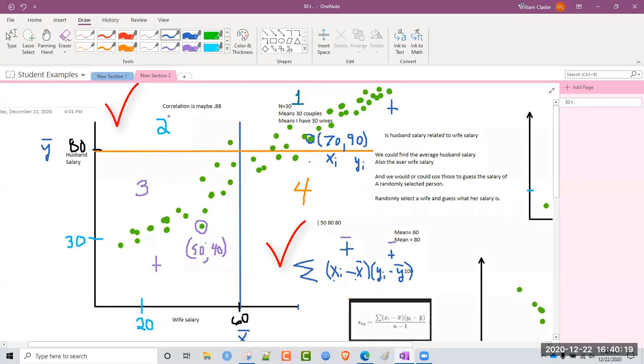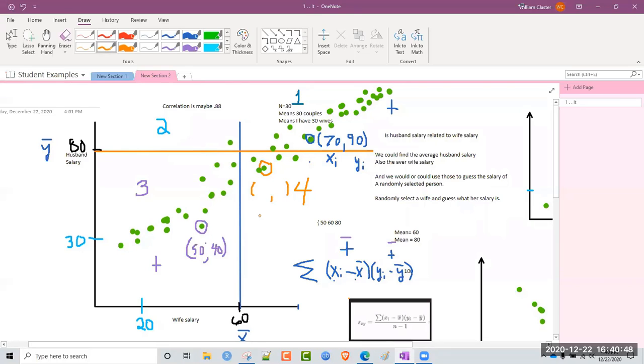Now, what about quadrants 2 and 4? Are the dots in quadrants 2 and 4 going to give positive contributions to this sum? Well, let's think about it. Let's take an orange dot in quadrant 4. So let's say this one. What are its coordinates?